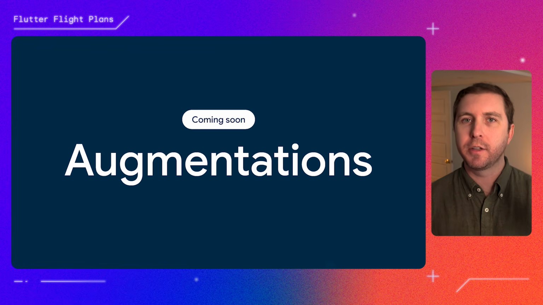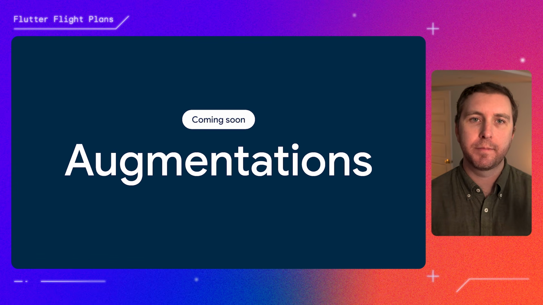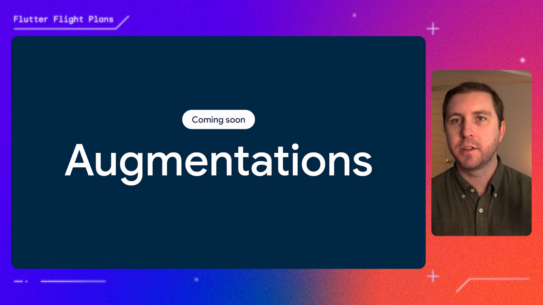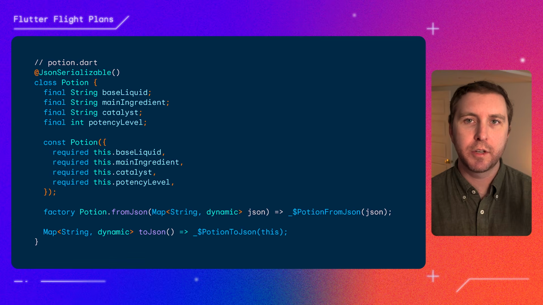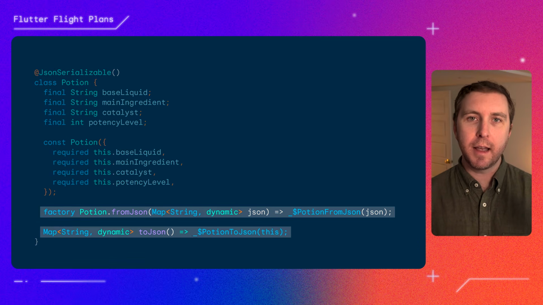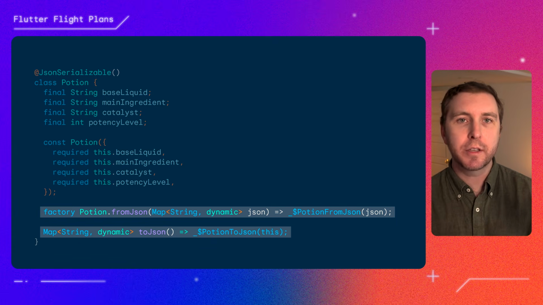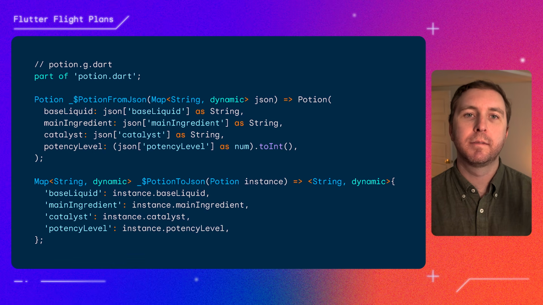Earlier in the video, I mentioned a feature called augmentations, which were designed alongside the macros feature. Well, the good news is that augmentations is still on the roadmap, and they'll be able to reduce even more boilerplate. So let's take our original JSON example and see what it would look like with augmentations. Today, your class needs to add the toJSON and fromJSON functions by hand, but these functions are implemented in the generated part file like this.